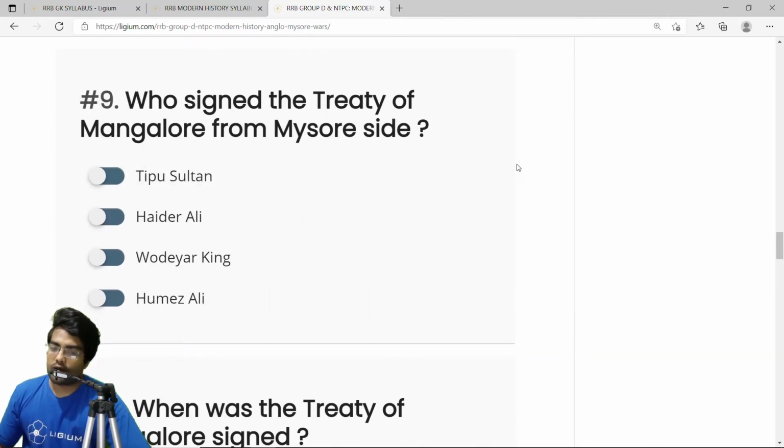Who signed the Treaty of Mangalore from the Mysore side? The Treaty of Mangalore was signed by Tipu Sultan. Hyder Ali was dead, he died of cancer. During the last stages of the Second Anglo-Mysore War, both sides got tired and wanted peace. But this peace was just for a small period of time, and the treaty that kept the peace was the Treaty of Mangalore. It was signed by Tipu Sultan because Hyder Ali was dead because of cancer.